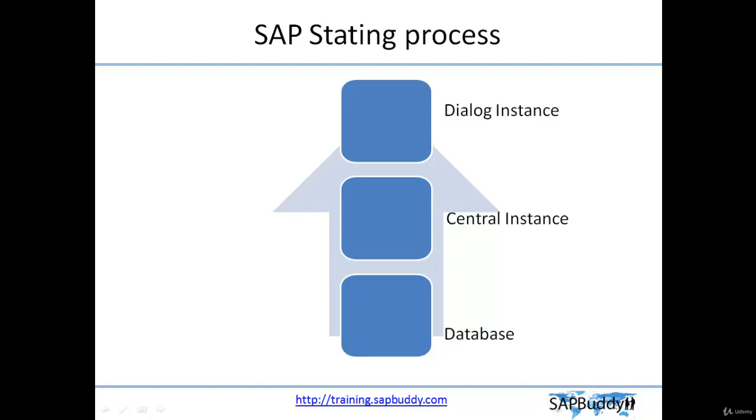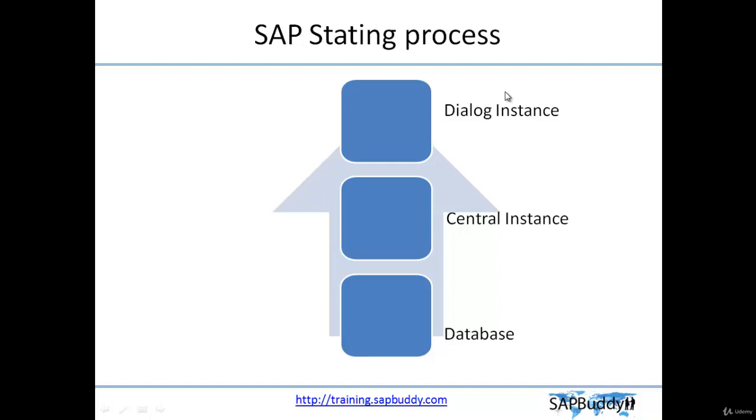In general, when you start an SAP system, there are three steps. First, it will start the database. That means if you need an SAP system to run, of course we need to have a database running. So first it needs to start the database, then the central instance will be started, then the dialog instance will be started. This is the general starting of an SAP system. In an overall view, we can say database, central instance and dialog instance.